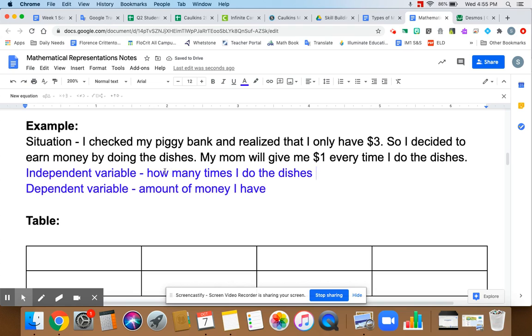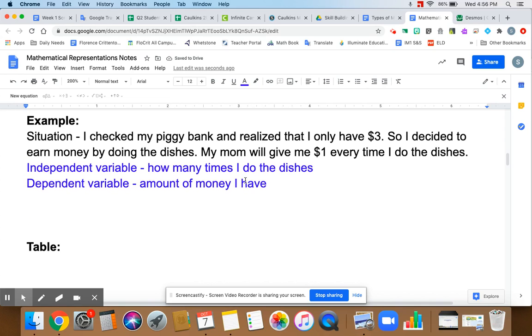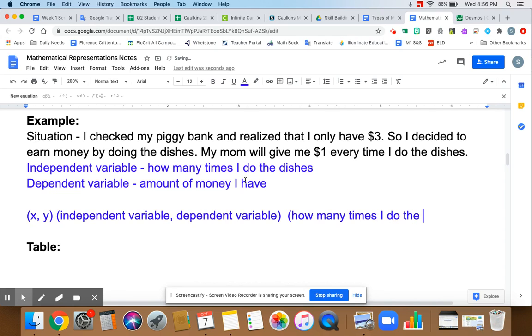So my time in this case is how many times I do the dishes. So this is a mathematical situation because I have an independent variable and a dependent variable. Well, if I were to start listing my situations out, let's do points. Remember, points always look like this, where you list the x first, then the y. Well, remember, x is the independent variable and the y is the dependent variable. So in this case, what we're going to list first is how many times I do the dishes. What I'm going to list second is the amount of money I have.